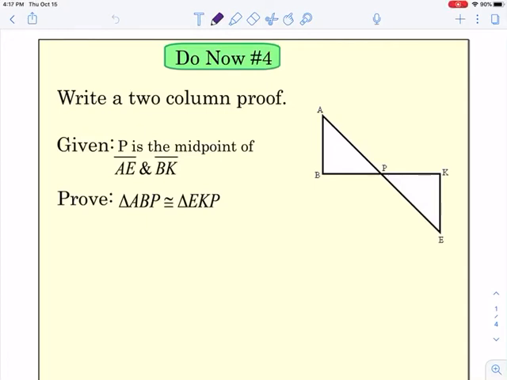For do now number 4, we want to write a 2-column proof. Again, that just means statements and reasons, and we're given that P is the midpoint of AE and BK. So P is the midpoint of 2 different line segments, and we want to prove that the 2 triangles are congruent. So here we have our statements and our reasons.